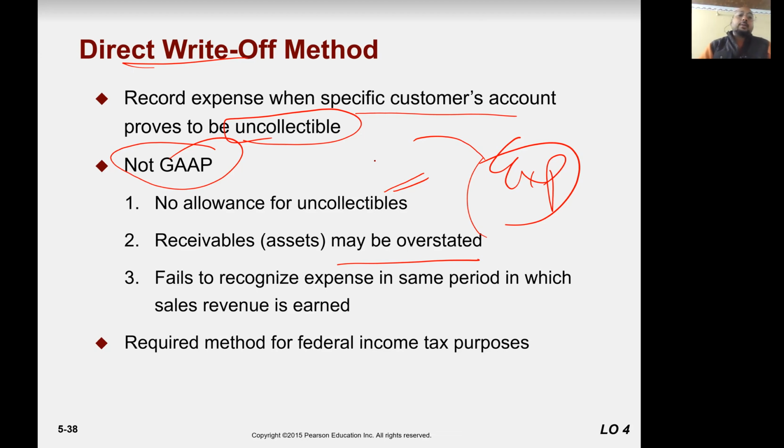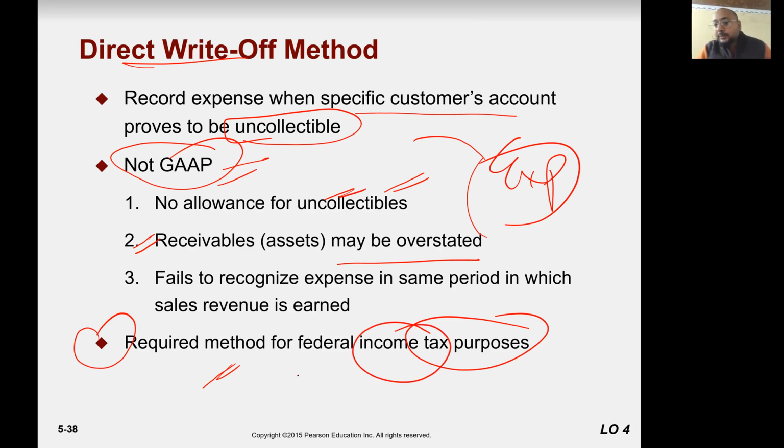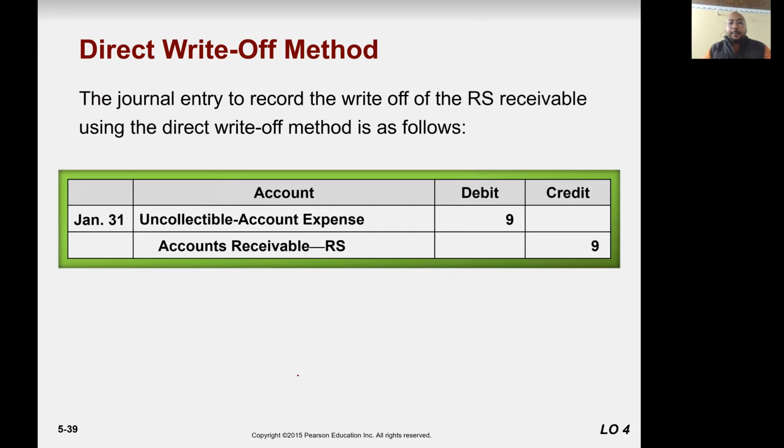All right? So when you are following the standards, the GAAP, you exclude all those. Why? Because receivables may be overstated. For tax purposes, yes, the government allows you to charge the expense in advance to the income statement, and your tax is going to be minimized. So that is just for information for you. So if you follow the write-off method, the journal entry to record.